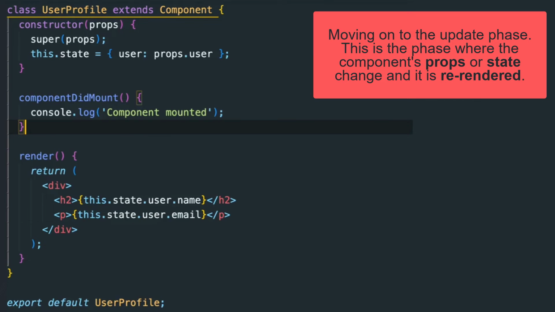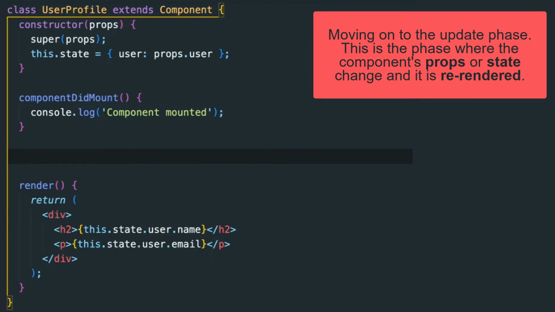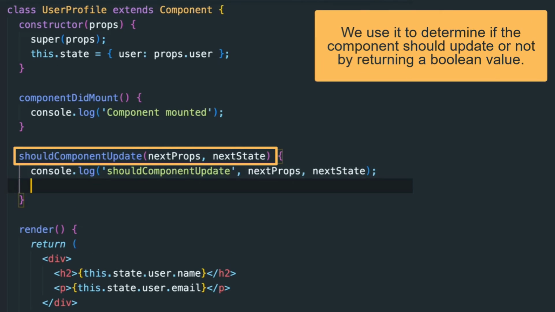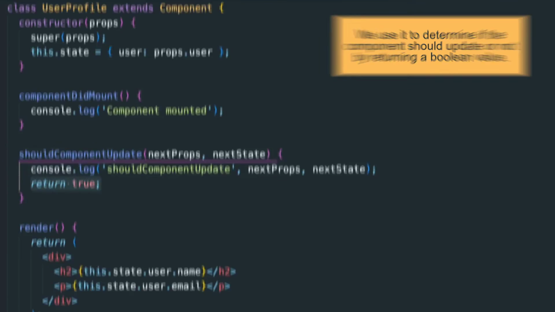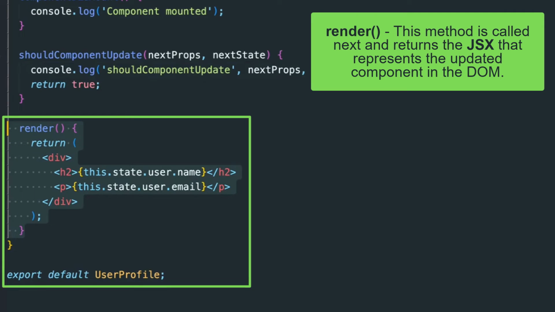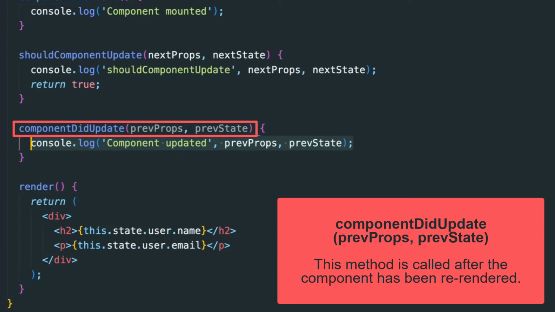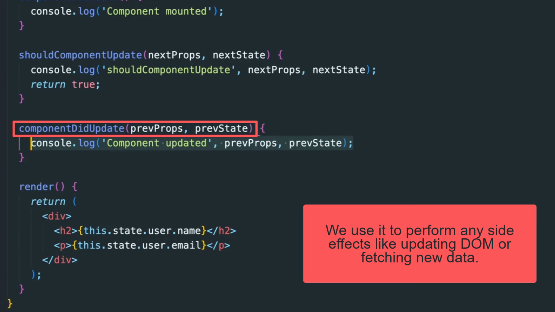Moving on to the update phase. This is the phase where the component's props or state changes and the component is re-rendered. The following lifecycle methods are called during the update phase. The first one is shouldComponentUpdate. This method is called before the component is re-rendered. We use it to determine if the component should update or not by returning a boolean value. The render method is called next and returns the JSX that represents the updated component in the DOM. And the componentDidUpdate method is called after the component has been re-rendered. We use it to perform any side effects like updating the DOM or fetching new data.